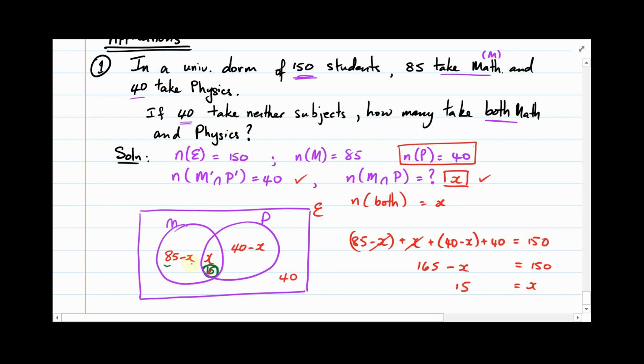Does the math work out? If I subtract 15 from 85, I would end up with 70. 15 from 40 would be 25. And if I add all of these together, 70 who take math only, 15, 25, and 40, we would end up with 150 students. So I've accounted for everybody.